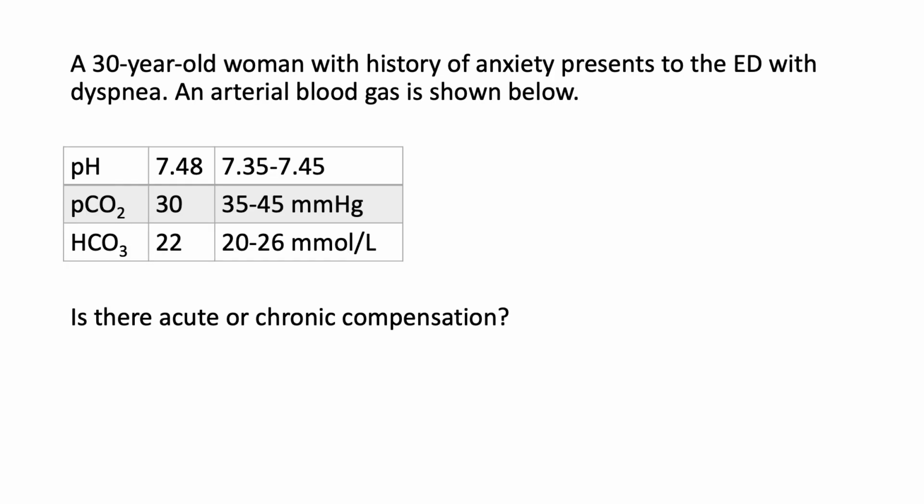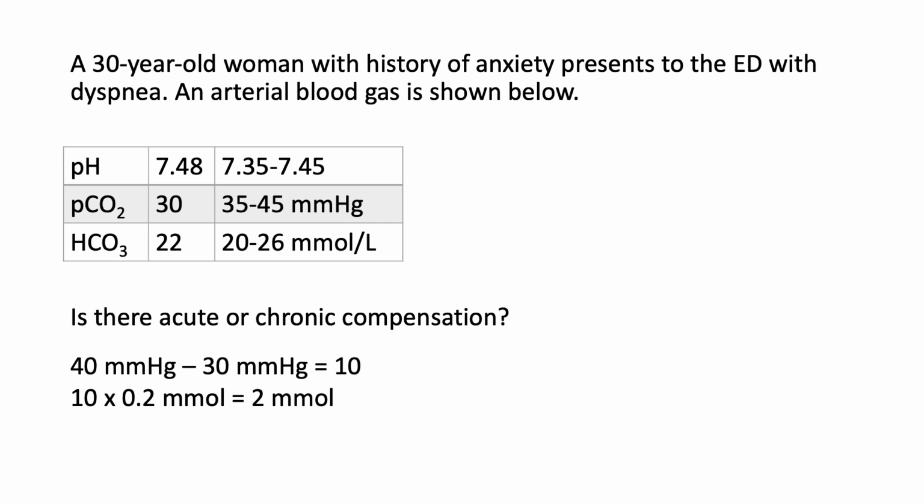So if we have our 30-year-old lady with anxiety presenting to the ER with dyspnea, we say she has an acute respiratory alkalosis, so we can ask, is this acute or chronic? And so we would subtract her PCO2 of 30 from a normal PCO2, and we see that she is 10 below normal. And we would multiply that by the 0.2 millimoles of bicarbonate. You'd expect to see a difference, which would give you 2 millimoles of bicarbonate. So we'd expect her bicarbonate to go down by 2. And that is what we see. So this is consistent with an acute respiratory alkalosis.